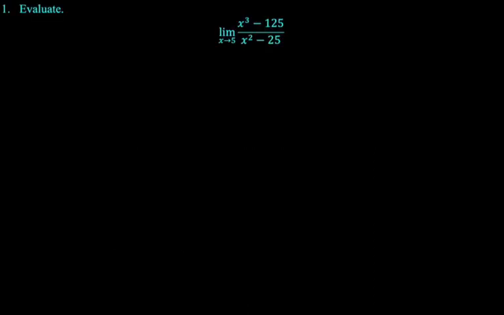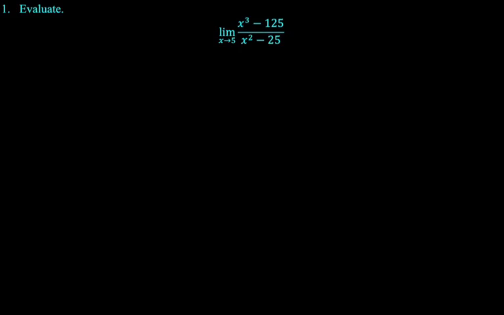We want to evaluate the limit as x approaches 5 of x cubed minus 125 over x squared minus 25. First thing I do in my head is I just take 5 and sub it in. I get 0 on the top and 0 on the bottom, so I've got to do something. I'm going to choose to do this first by just factoring.